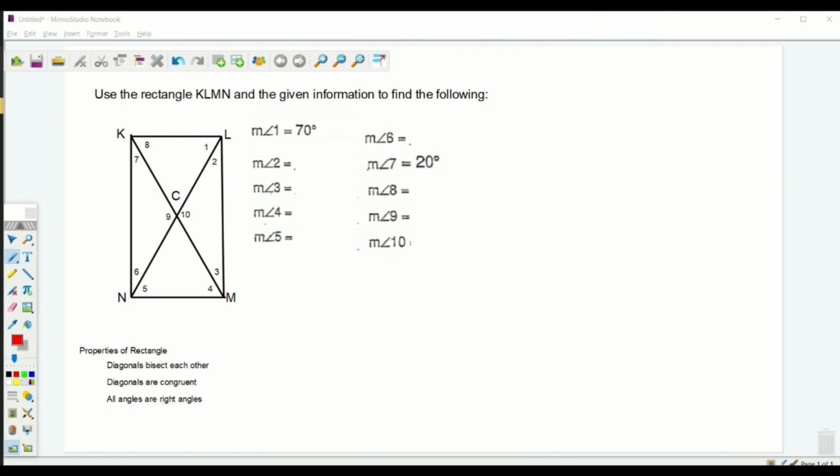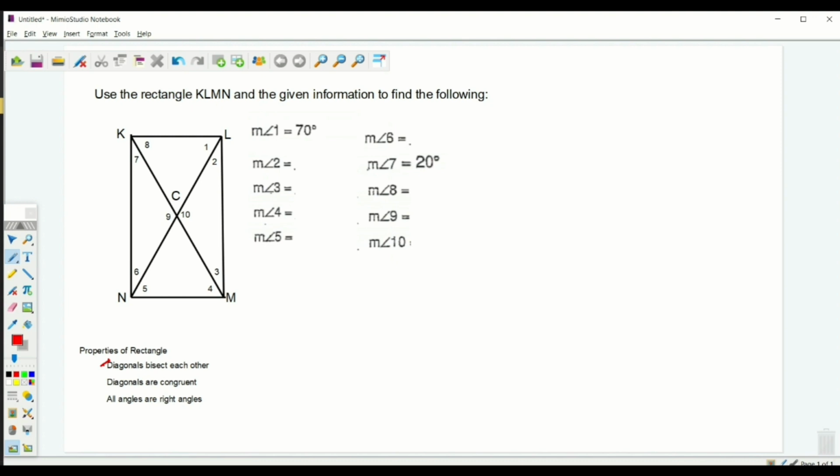Una, diagonals bisect each other, which is a property of parallelogram, and the two unique properties of rectangle, which are diagonals are congruent and all angles are right angles. So, kung babalikan natin yung lesson natin about properties of parallelogram, diagonals bisect each other. So, if we have diagonal KM, it bisects diagonal NL.